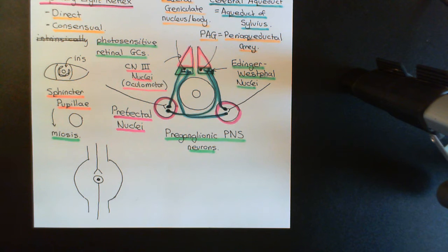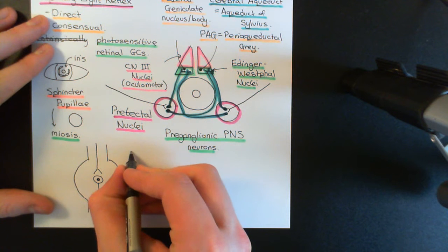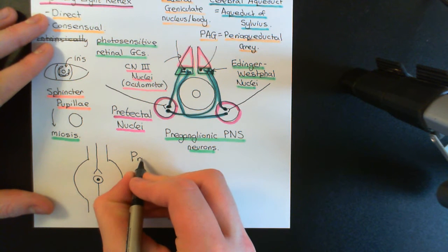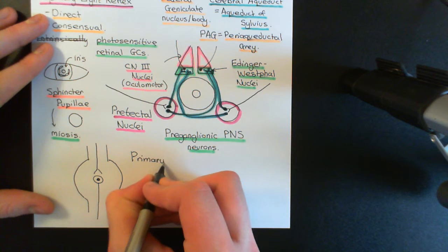Okay, so the next thing that we need to discuss is how is the information going to get from the lateral geniculate nuclei to the primary visual cortex, and for this we need to actually know where the primary visual cortex is. So that's the next question. Where is the primary visual cortex?